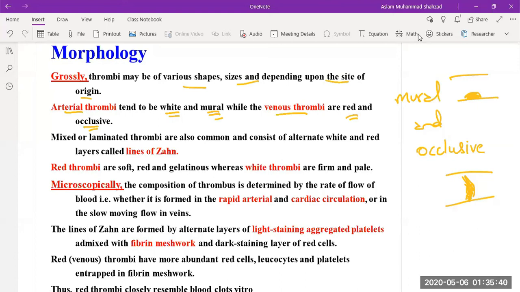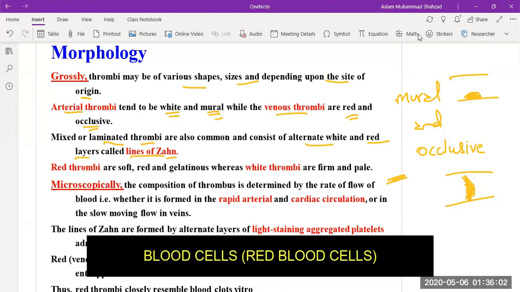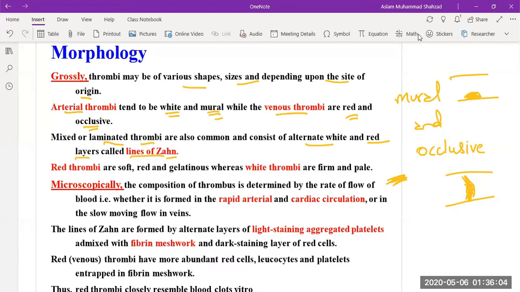Then laminated thrombi were also found, which consist of alternating white and red layers called lines of Zahn. These alternating white and red layers depict the presence of red blood cells and platelets. The red color shows the presence of red blood cells, whereas the white layer shows the presence of platelets. That's why the white and red layers appear, and they are known as lines of Zahn.